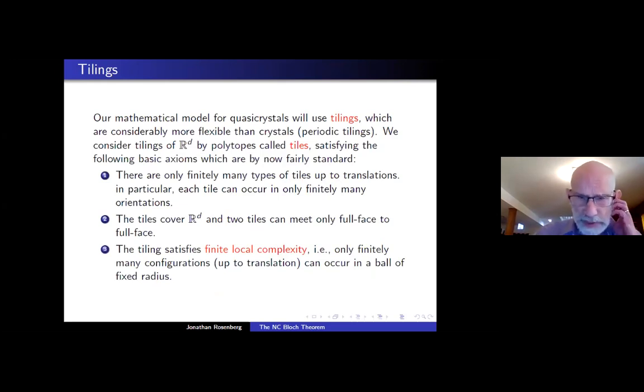And we'll also assume that we have finite local complexity, which means that in a ball of fixed radius, there are only finitely many configurations that can occur up to translation. So that's satisfied, for example, for something like the Penrose tiling and many other examples that you're probably familiar with.